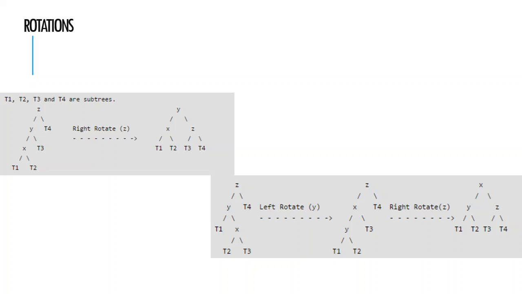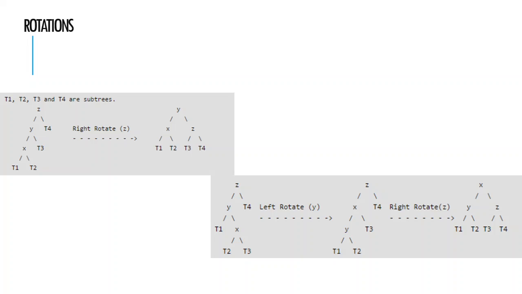As you can see, we have some example rotations. This is done in Python. We have T1, T2, T3, and T4 as the subtrees. Z is the main node, Y on the left. Do you think Y is greater than Z or less than Z? Of course, it is less than Z. Y, we have X less, becoming the left. T3 is greater, comes to the right.